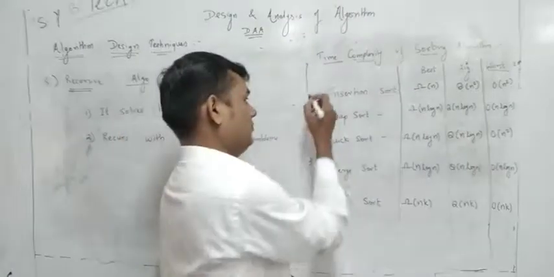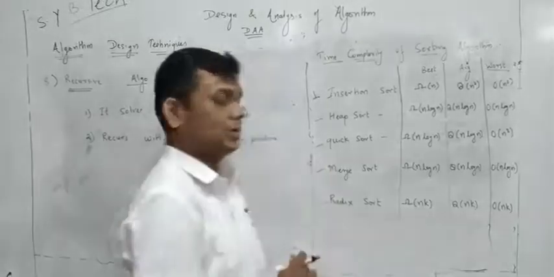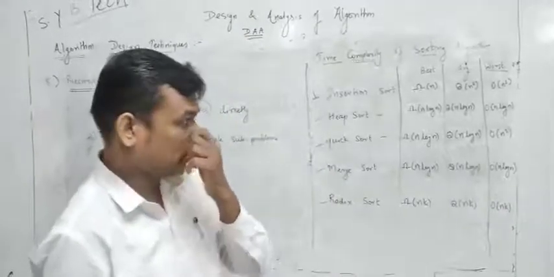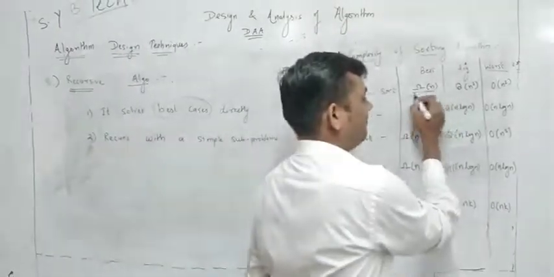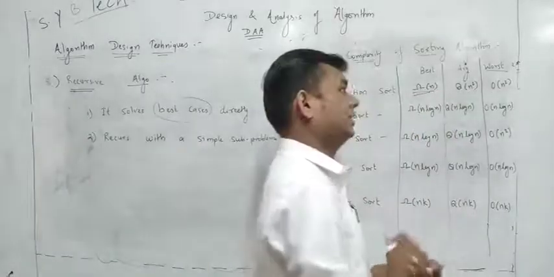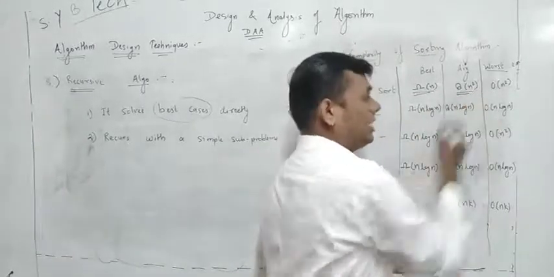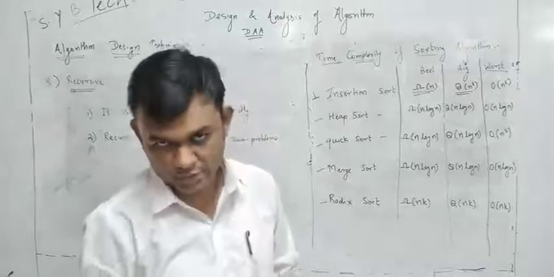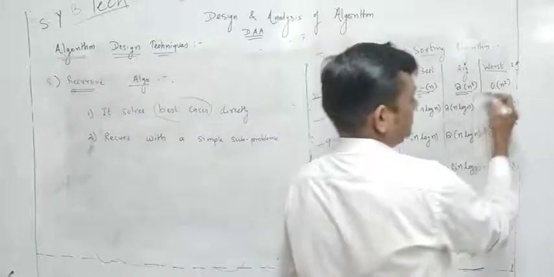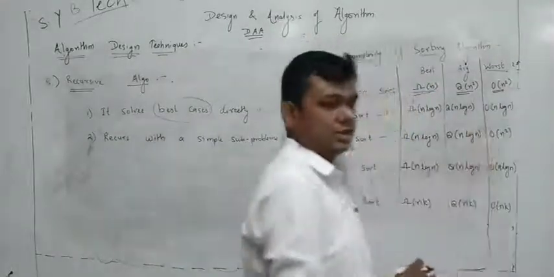For example, the first one is insertion sort. What is the best case of insertion sort? That is omega of n. Then next, what is the average case? Theta of n square. And the last one, the worst case, is big O notation n square.